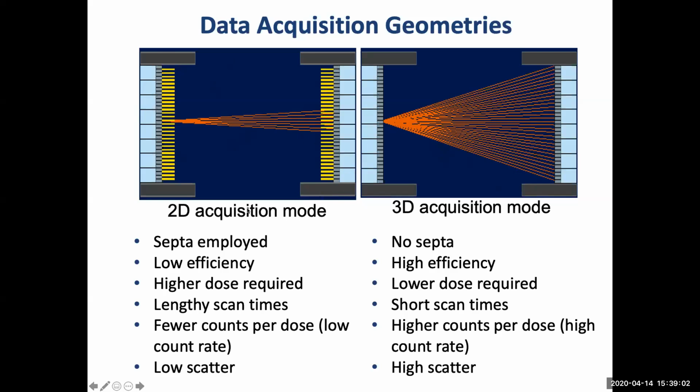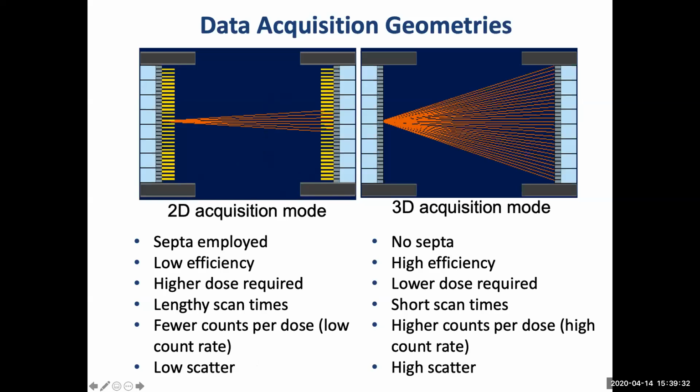So septa employed in 2D give low efficiency, because most of the counts will be absorbed by the septa. We need a high dose to compensate for that, to increase the count density. It is a lengthy scan time because we have low counts. We increase the time just to get more counts. Fewer counts, again, it is a low count rate. But the advantage is that we have fewer scattered photons detected with this kind of detector geometry.